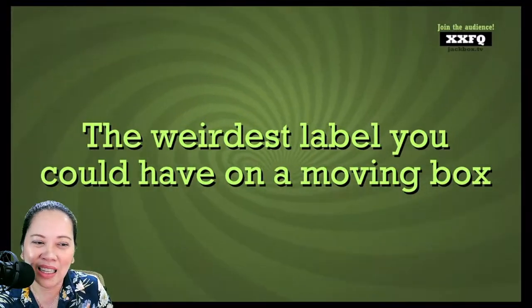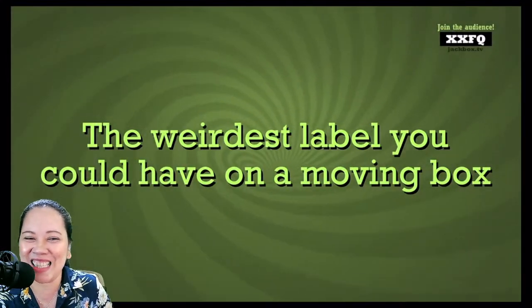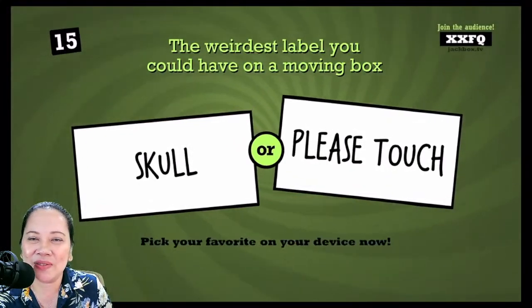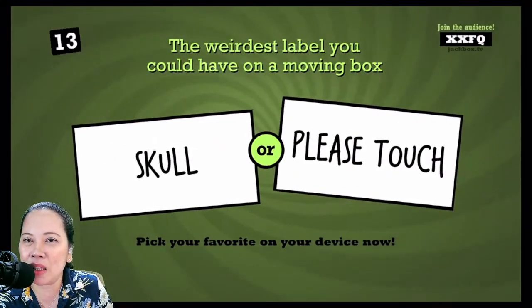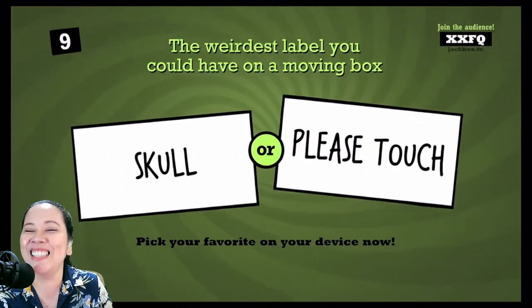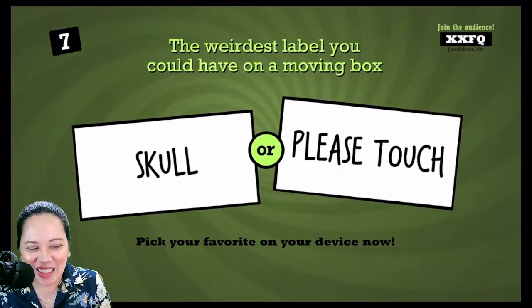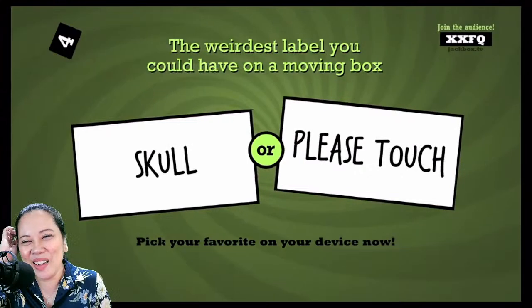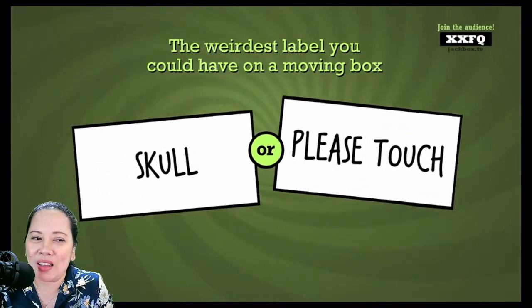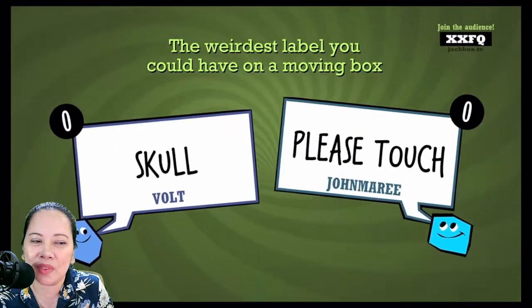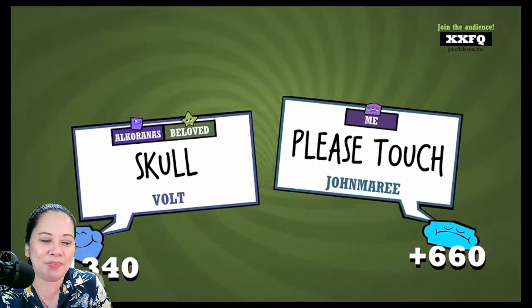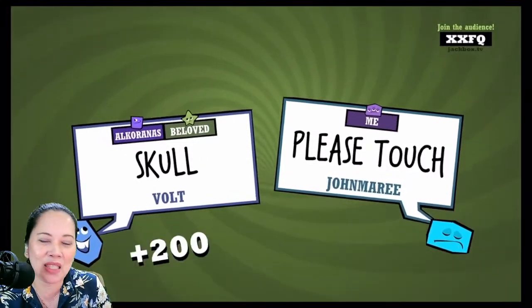Next, the weirdest label you could have on a moving box. Get to voting. The weirdest label you could have on a moving box. A moving box with a please touch is amazing. Oh, Old Klang Road. Okay. That's good. I'll visit you one day. Let's meet up.